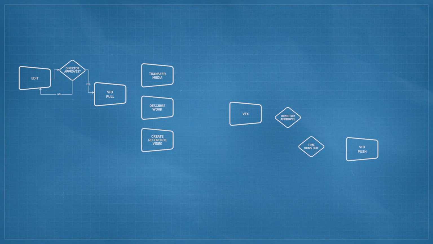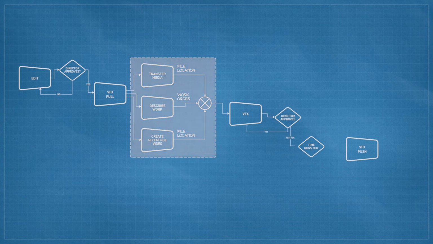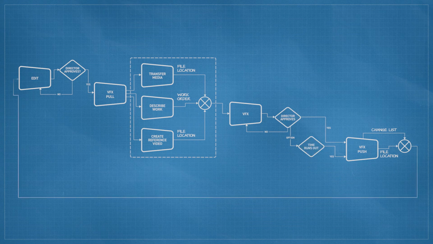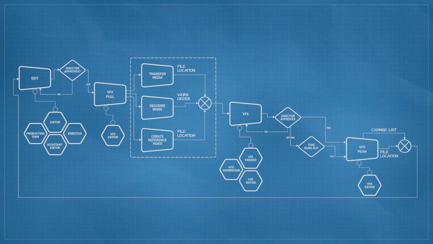Let's get into some examples where we put all this together. Here, you can see some informal groupings of tasks. In the case of the push, the director must approve or run out of time before the work can go to editorial. Now, we can build on this by showing the participants and teams for each task. In this diagram, you can see that we have added a context box in the top right, which shows that our diagram is related to shots and sequences.